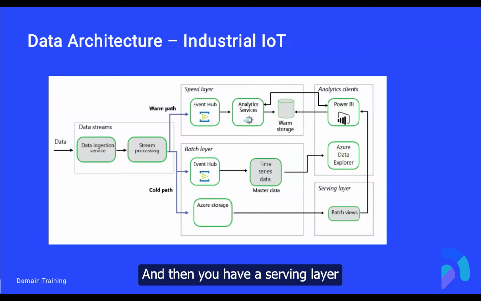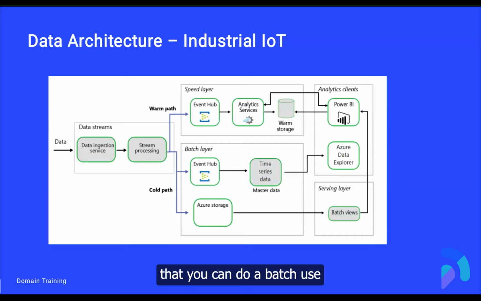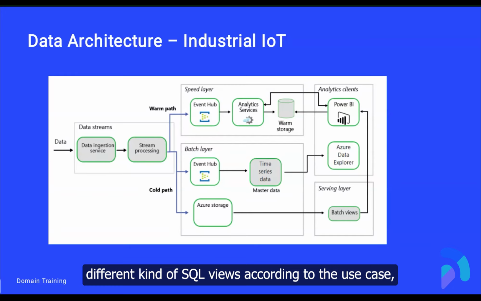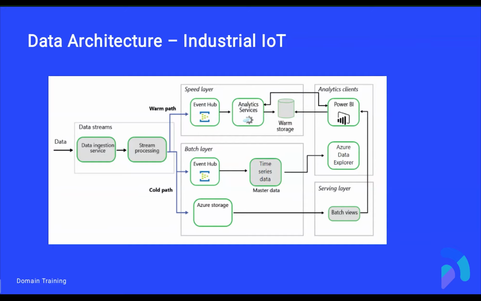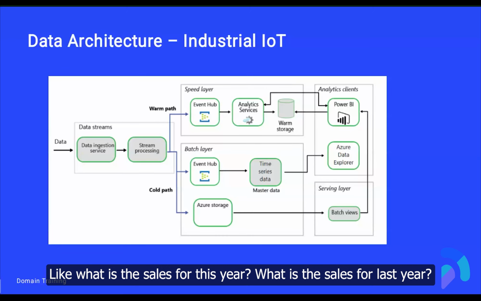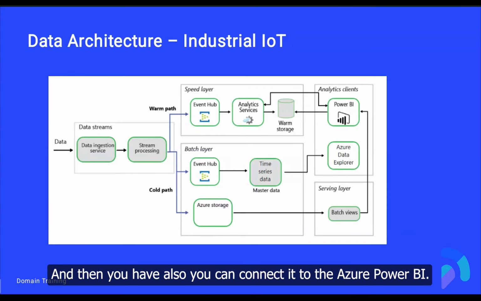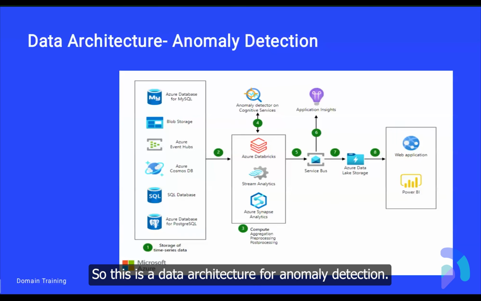And then you have a serving layer where you can do batch views, different kinds of SQL views according to the use case, like a SQL database, right? Where you will have different kinds of views, like what is the sales for this year, what is the sales for last year. All these are different views. And then you can also connect it to Azure Power BI. So this is a data architecture for anomaly detection.